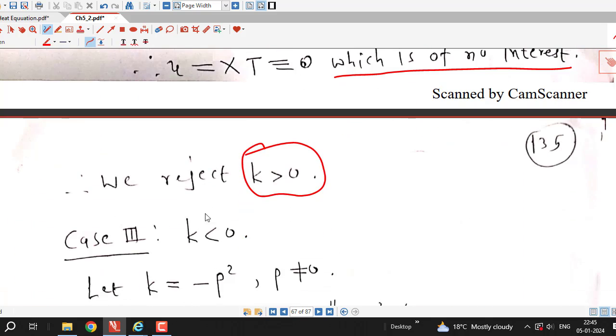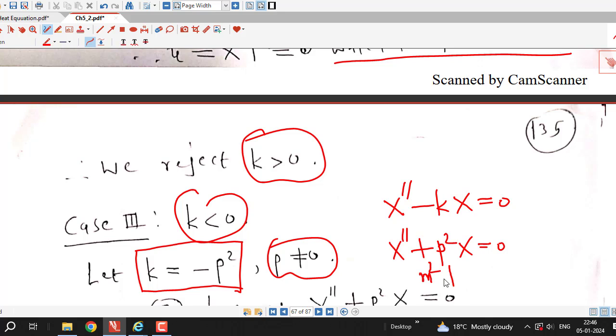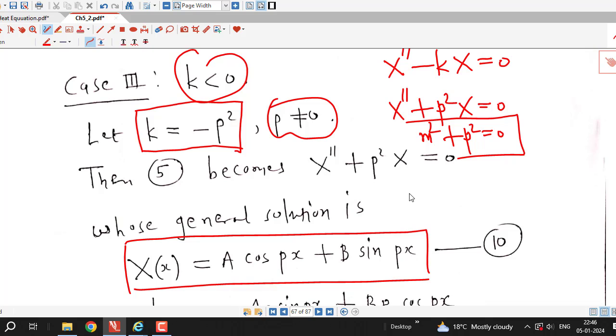And last case is k is negative. If k is negative, we can consider k equal to negative of square of some non-zero real number, that is p is non-zero, and now we again put k equal to minus p square here, and we obtain that x double dash plus p square x equal to 0, and auxiliary equation here will be m square plus p square equal to 0, and if I simplify, I will have value of m is complex, plus or minus i into p, and therefore the general solution is capital X equal to a cos px plus b sin px, and we have to obtain the solution which satisfies these two boundary conditions.